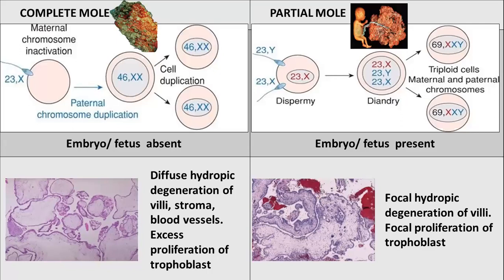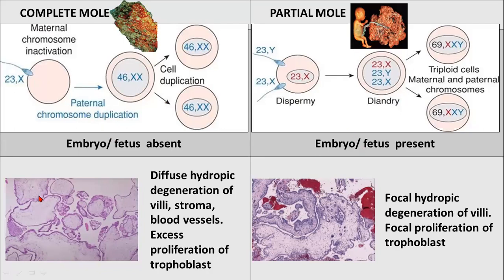Now let us see the differences between the complete mole and the partial mole. As I said before, because of the presence of only the haploid sperm and the inactive egg, there is no embryo or fetus. This is the most important question which is always asked in the MCQs. And apart from this, in the partial mole, because of the involvement of the sperm and the egg, it results in the formation of the embryo and the fetus.